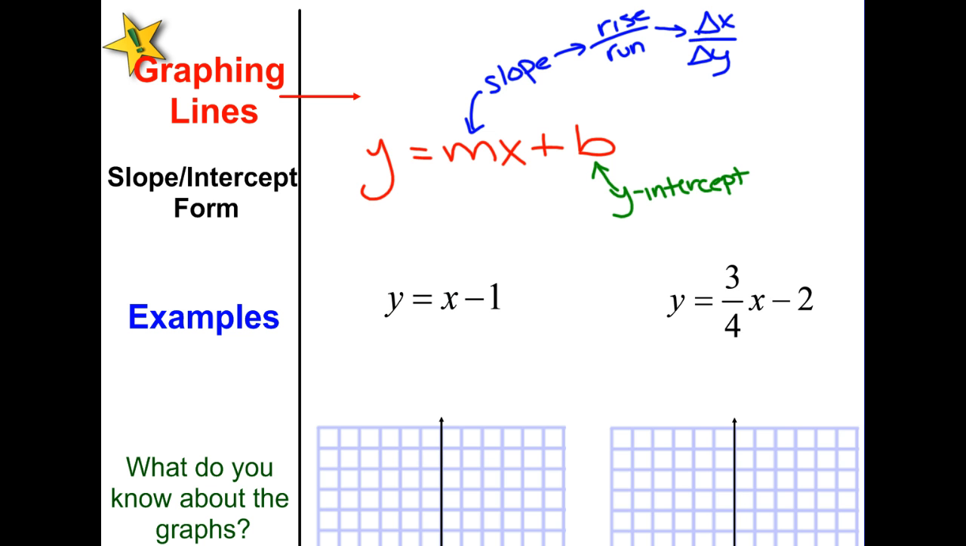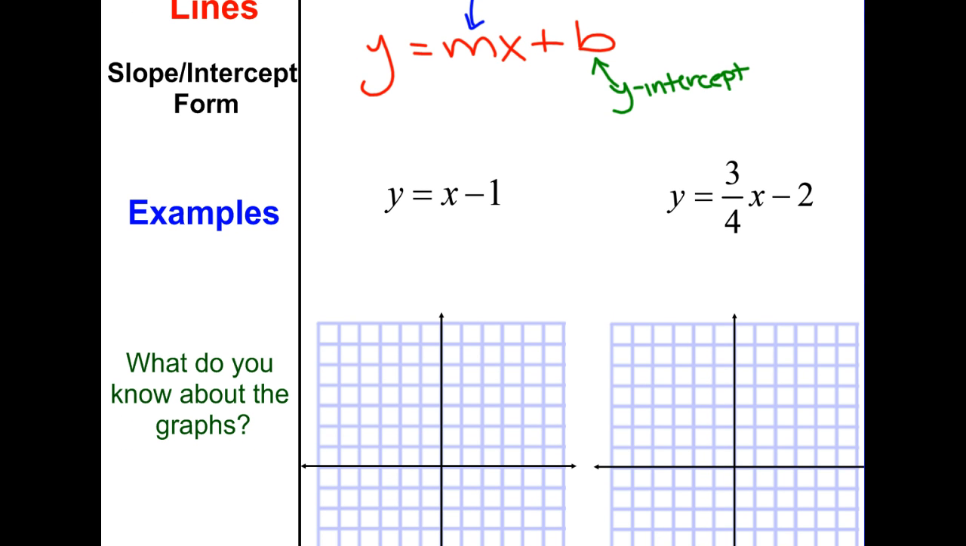So let's go down and let's graph some things knowing this. I want to look at y equals x minus 1. Well, first thing I'm going to do is look at the slope. Well, if you notice, there's nothing in front of that.